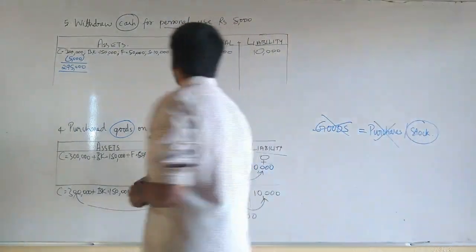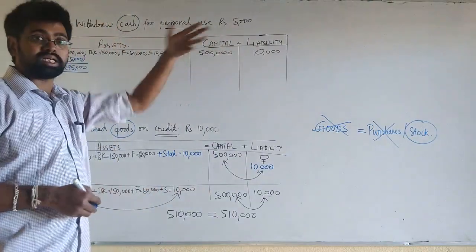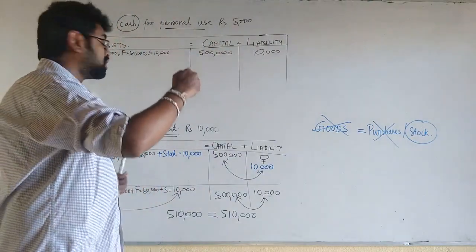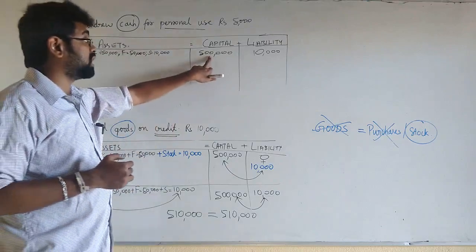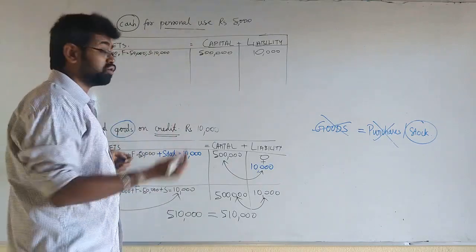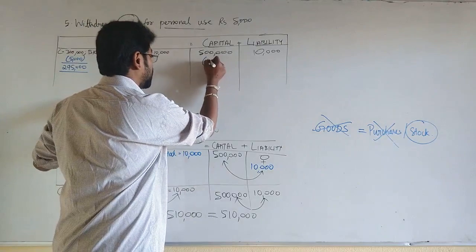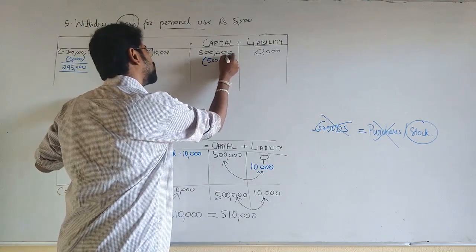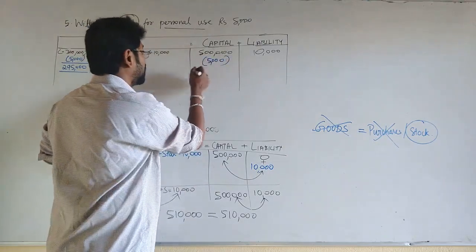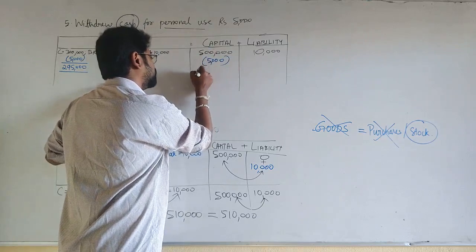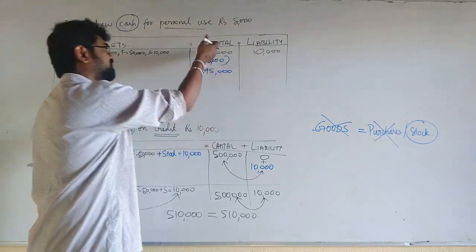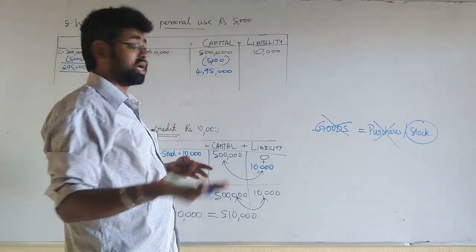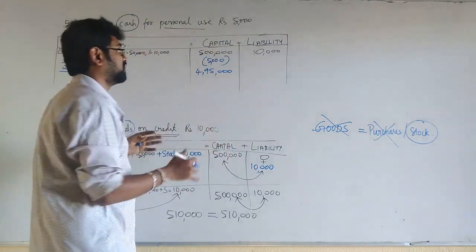So drawing is not just reducing the cash in the business, it is also reducing the capital. How much does it reduce, sir? He is taking 5,000 rupees, so it reduces by 5,000. So when 5,000 is reduced from 5 lakhs, it will become 4,95,000 rupees sir.